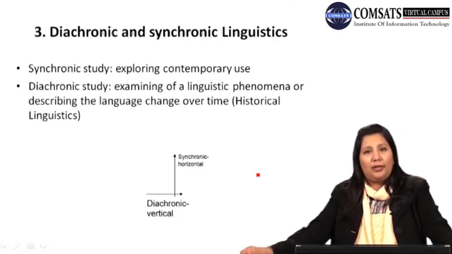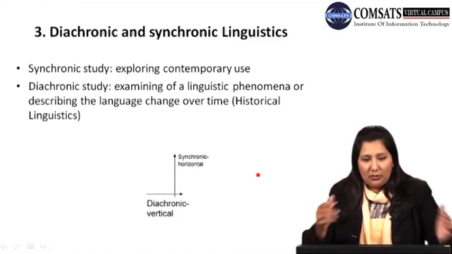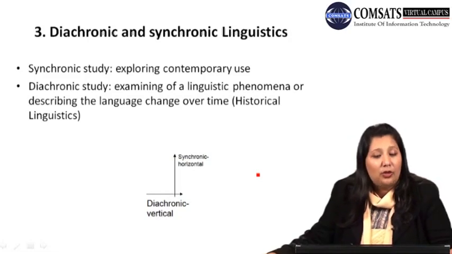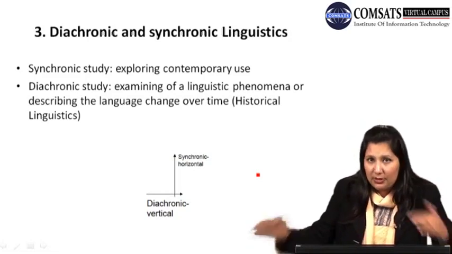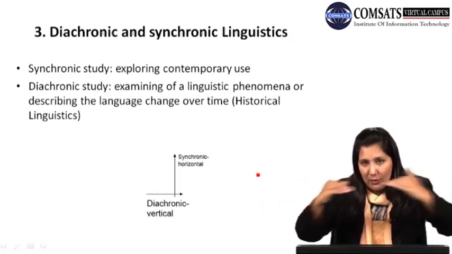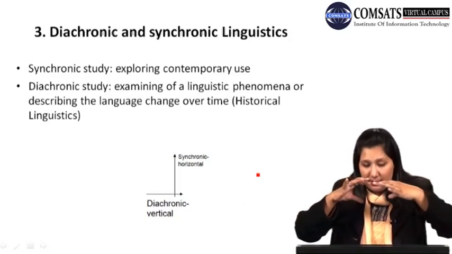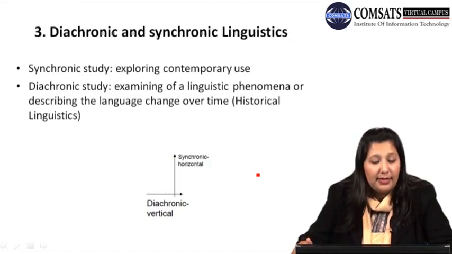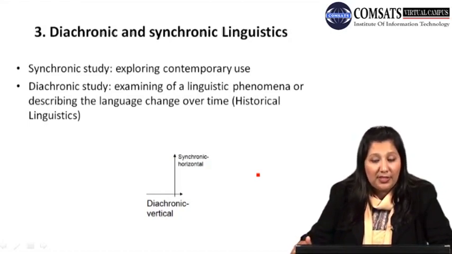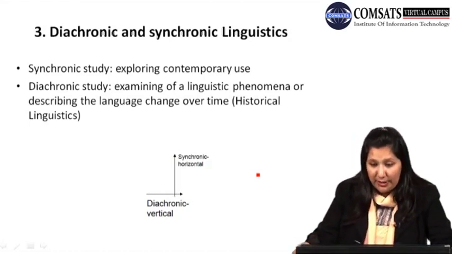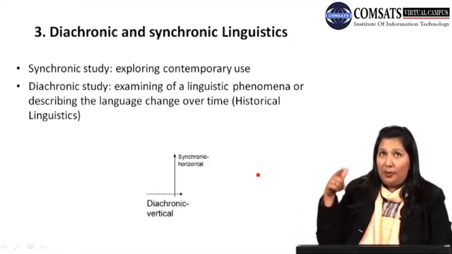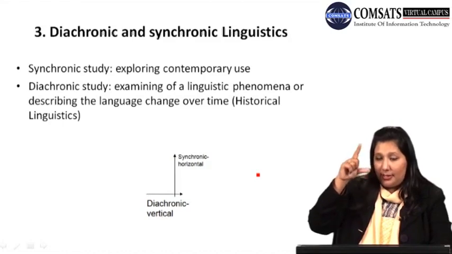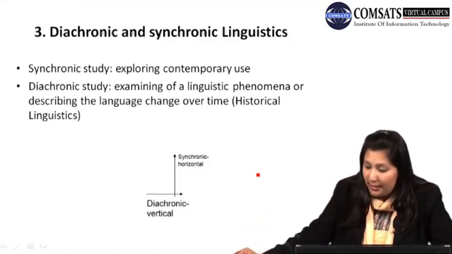We have actually talked a bit about diachronic and synchronic. This is a little more explanation of that. Synchronic study explores contemporary use, present at one period of time, that is horizontal. Diachronic study examines linguistic phenomena or describes language change over time, that is historical linguistics. This is diachronic, and this is the vertical axis.